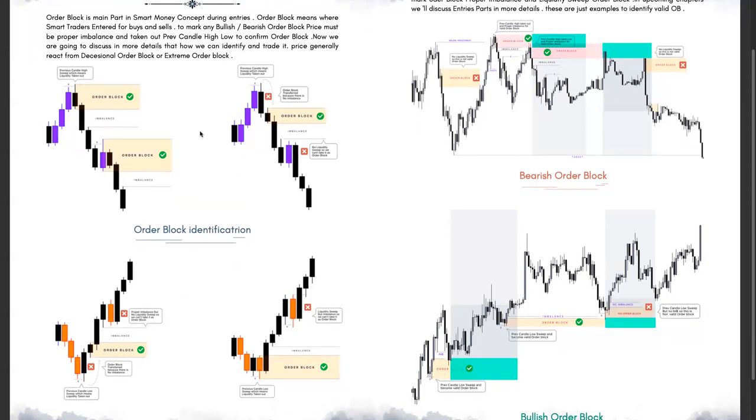If all the order flow is mitigated, then what to do? You have to focus on the order block. If all order flow is mitigated, then switch and find the unmitigated order block.